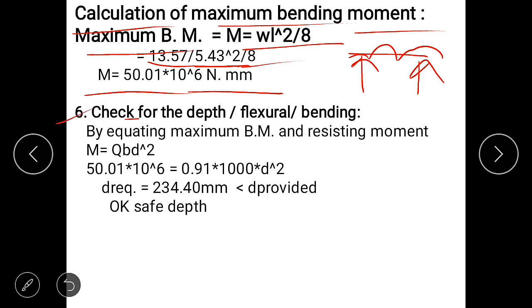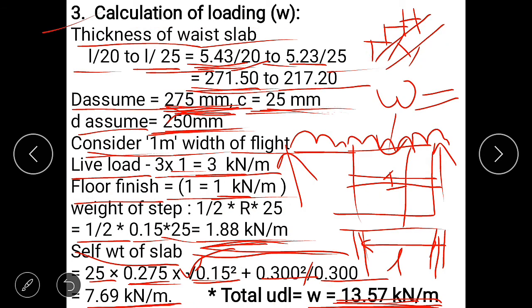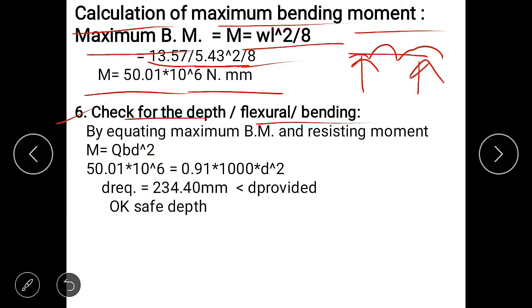Now we have to check the depth. If we consider depth as 275 mm, we have to check whether 275 mm depth is okay or not. Okay. So by equating maximum bending moment and resisting moment, the formula to check depth is M equals Q b d square. M is the maximum bending moment we already calculated, 50.01 into 10 to the power 6. Now Q, the moment resisting factor, we already calculated in the first step, that is 0.91.